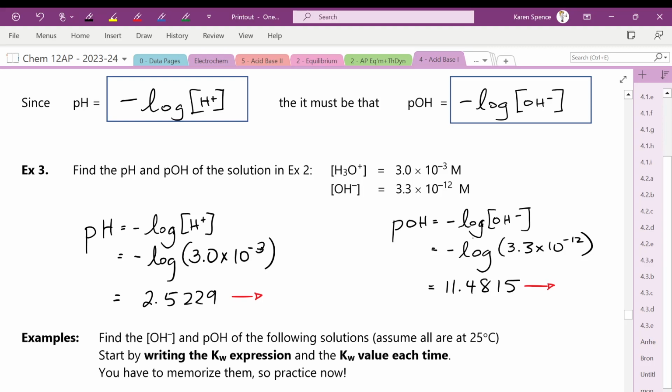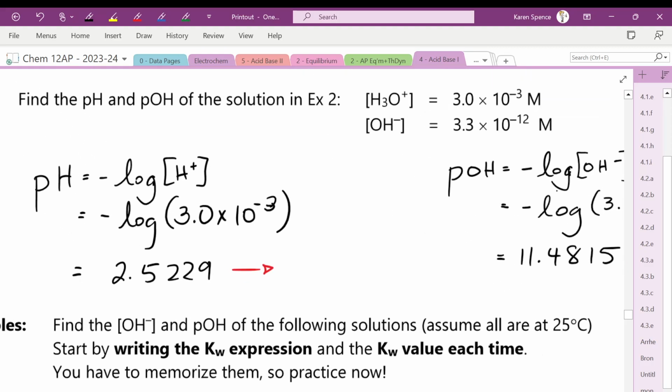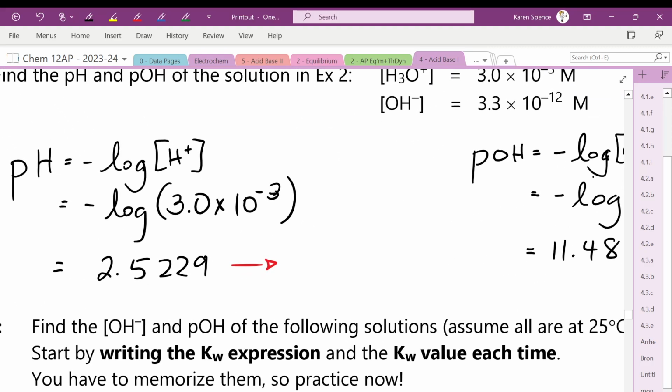Now, once you've got your answers, make sure you've done them to the correct sig figs. How many sig figs should we have in our pH? 2 sig figs. So my final answer would be 2.5, yes? No, it should be 2.52, because only these are significant, 2 sig figs.